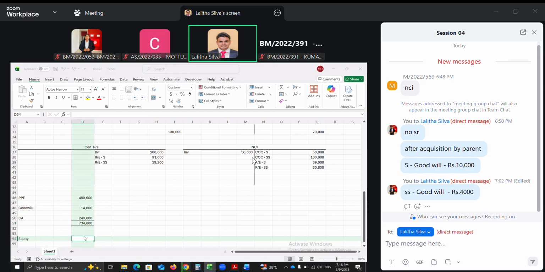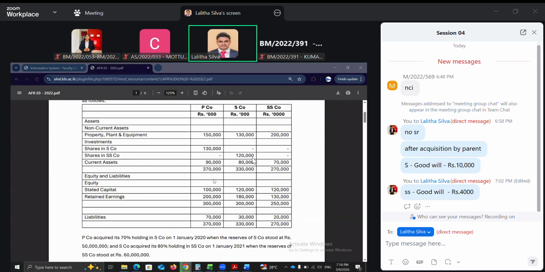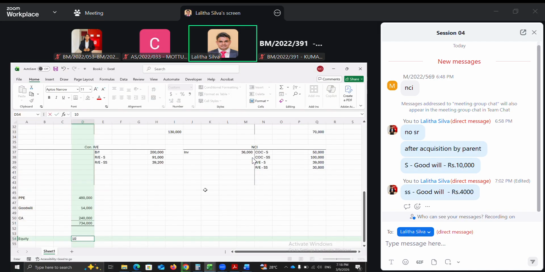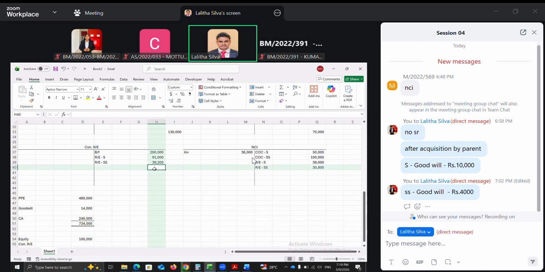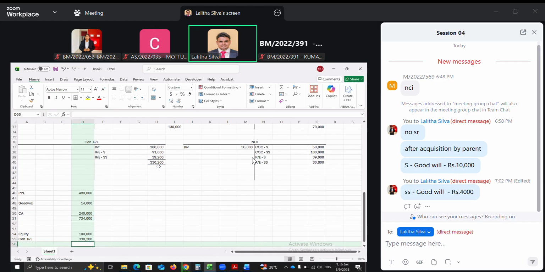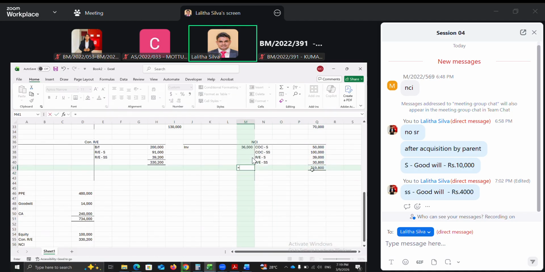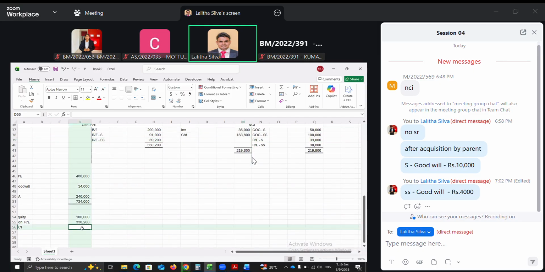Then as equity, the equity balance of the parent, the stated capital 100 million. Okay. Then the consolidated retained earnings, we have 330 million 200,000. And as NCI, we have 138 million 800, sorry, 183 million 800,000.